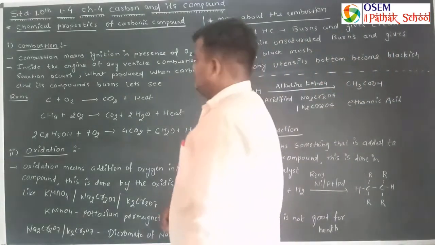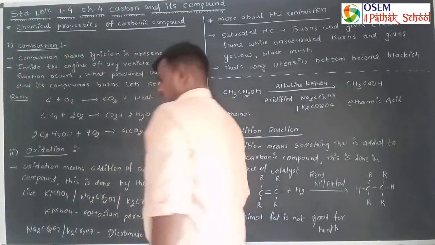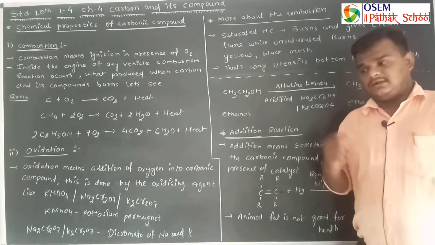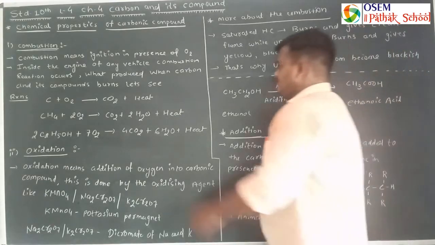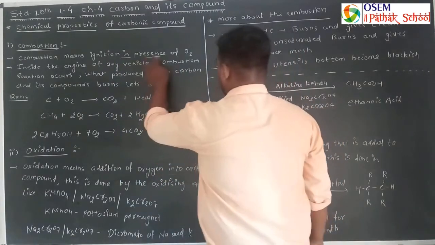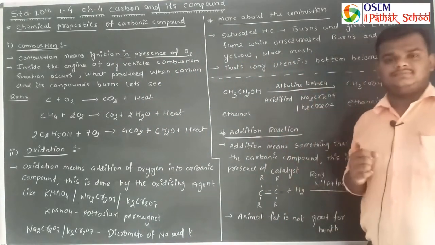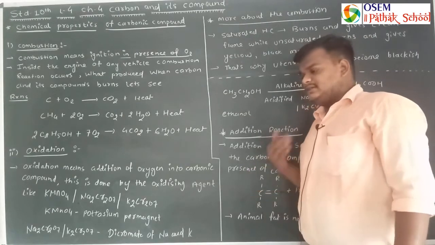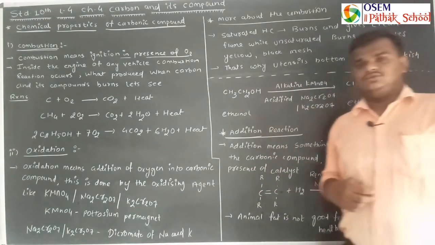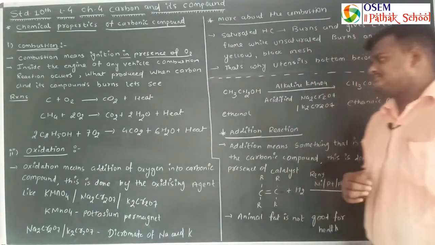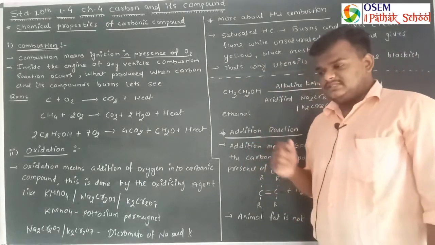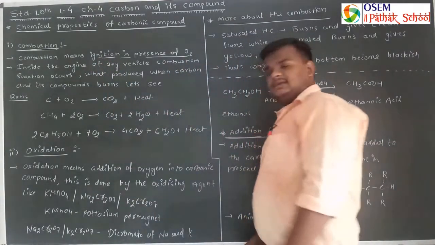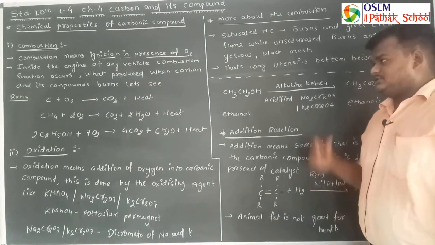So the first property is the combustion property. Combustion of any carbon compound is our first property. Combustion means the ignition of any carbon compound in the presence of oxygen. We know that any carbon compound burns in the presence of oxygen. Without oxygen, the burning process is not possible. That's why combustion is considered as burning or ignition of any carbon compound in the presence of oxygen. This is the meaning of combustion.